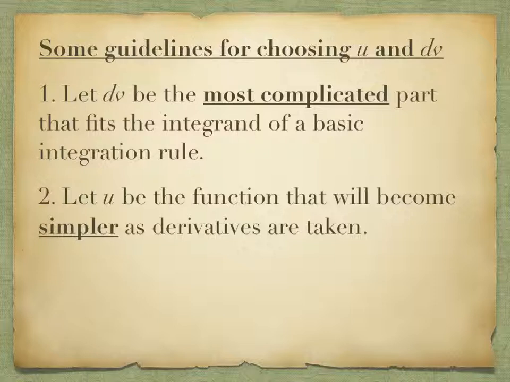We often let u be something that will be simpler when we take a derivative. You see polynomials do this, right? When you take a derivative of x to the fifth, it becomes 5x to the fourth. The degree goes down. It gets simpler, right? But there are some things that don't do that. For instance, when I take the derivative of sine, what happens? It becomes cosine. Is cosine any simpler than sine? No, it's almost identical, in fact, right? I mean, it doesn't really change much.